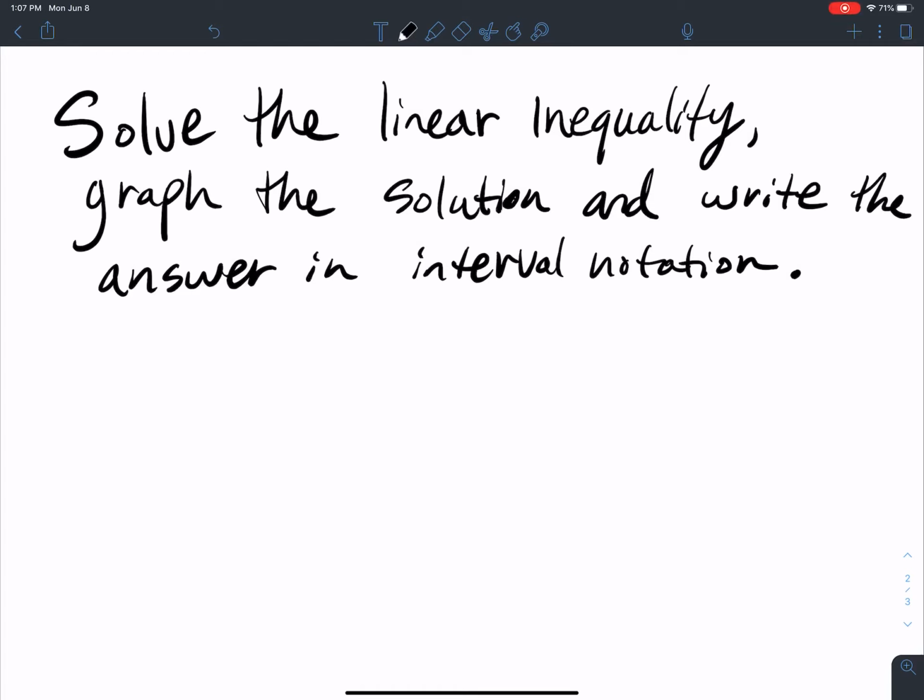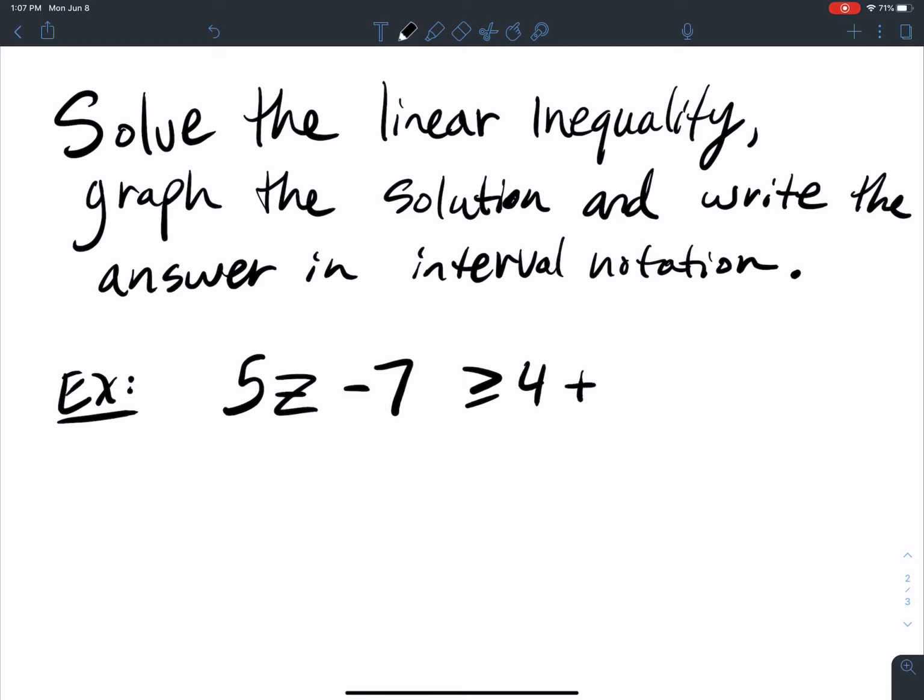So in this video, we're going to solve the linear inequality. We're going to graph the solution, and then we're going to write the answer in interval notation. Okay, so the first problem is 5z minus 7 is greater than or equal to 4 plus 7z.